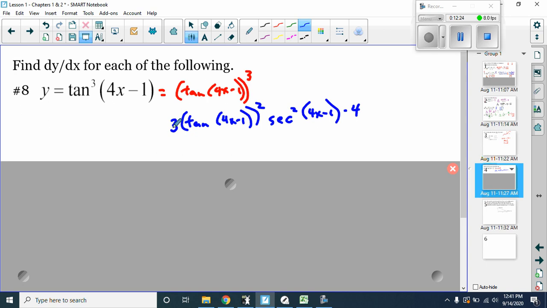So the answer here is 3 times 4, so 12 tangent squared of 4x minus 1 times secant squared of 4x minus 1. And I suppose you could write those in terms of sine and cosine, see if anything cancels out, or if you could rewrite it a different way. I'd leave it like that.